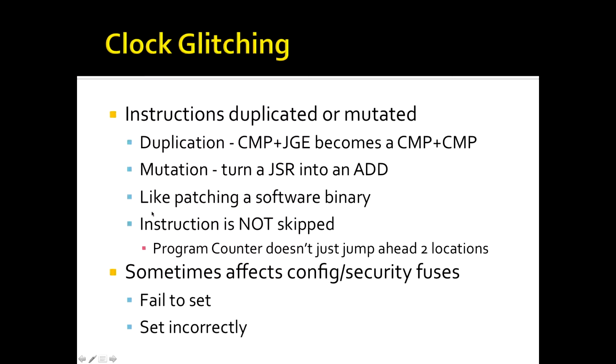And so technically the instruction is not actually skipped. So the program counter or the instruction pointer on the CPU doesn't just skip ahead 2 memory locations to the next instruction. It's still executed. It's either going to become a duplication or a mutation. So it'll feel like it's being skipped, though, in those cases.